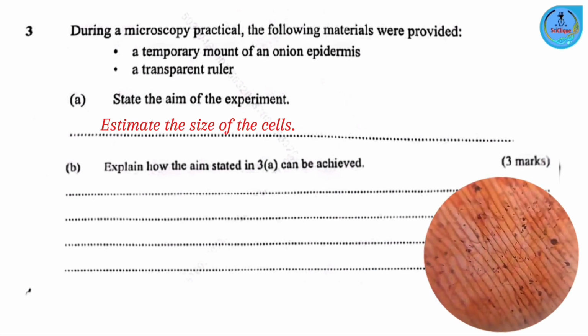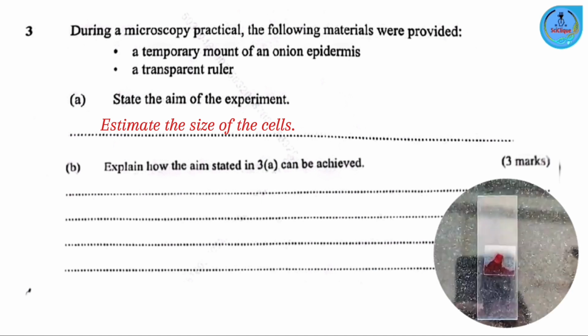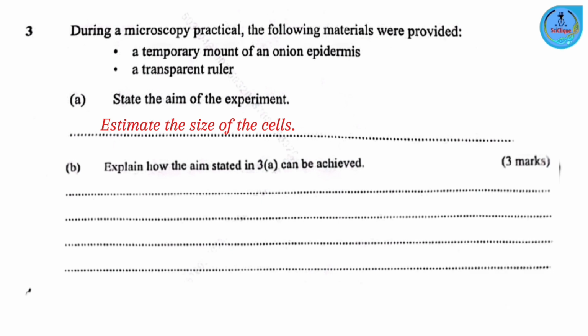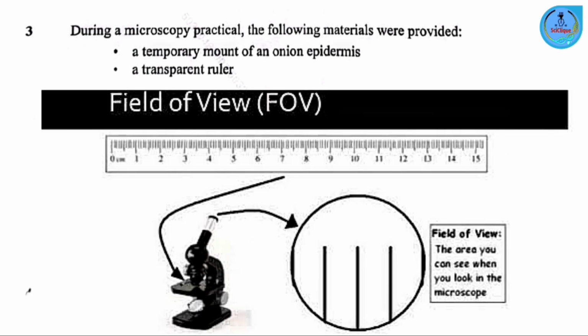Now, the onion epidermis has been placed on a slide, and this is what is termed as the temporary mount. So it has been prepared for immediate observation, okay? For observation under the microscope at that particular time and not for long-term use. Now, moving on to the next material that was provided, this is the transparent ruler. So the ruler is used to measure the field of view. Now, in case you're wondering, what is the field of view? This is simply the area that is visible under the microscope as such.